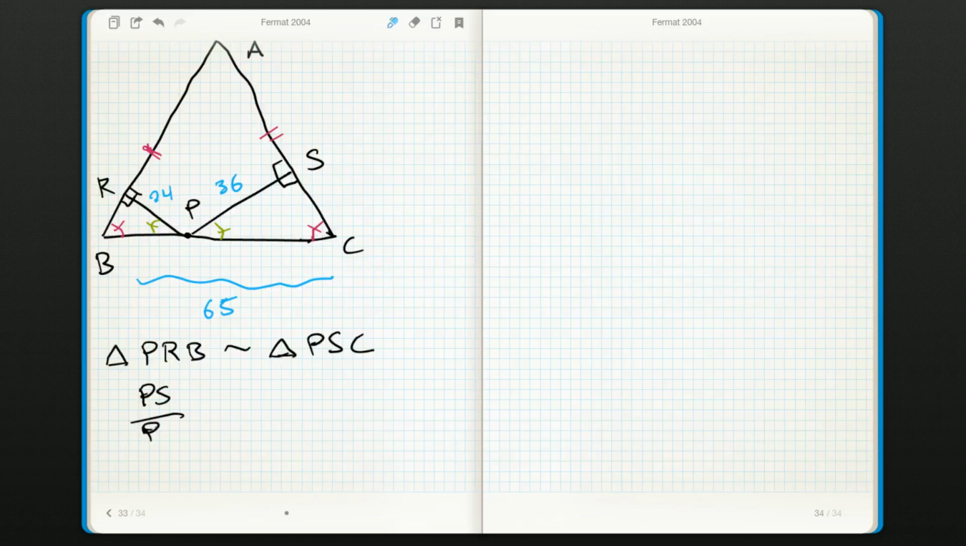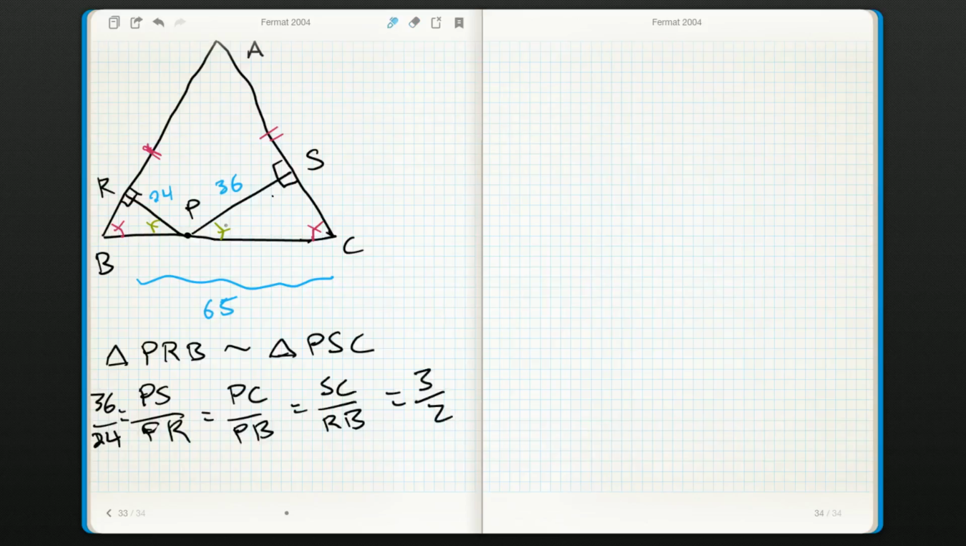So PS over PR should be the same as PC over PB, which should be the same as SC over RB, but PS is 36 and PR is 24. Take out a factor of 12, the whole thing is going to be 3 over 2. So this PSC is 1.5 times as big as PRB. All the lengths are extended by 1.5 times. That would also mean the area is extended by a certain amount as well.